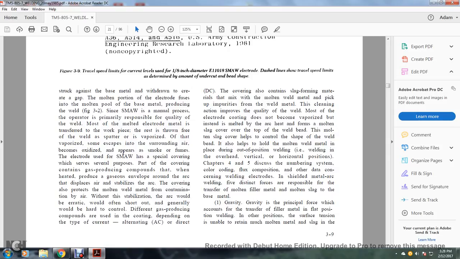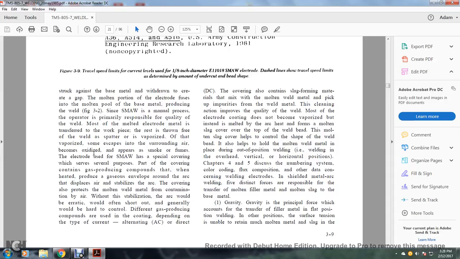Alright, the molten portion of the electrode fuses in the molten pool of the metal plate, producing the weld, as shown in figure 3-2 of the shielded metal arc weld, meaning the process is primarily responsible for the quality of the weld. Most electrode metal is transferred to the workpiece, but some of the weld spatters and is vaporized. Often the vaporized metal escapes to the surrounding air, becomes oxidized, and appears as smoke or fumes.